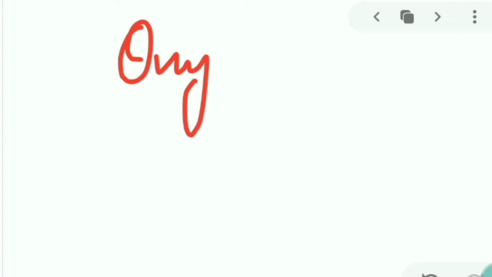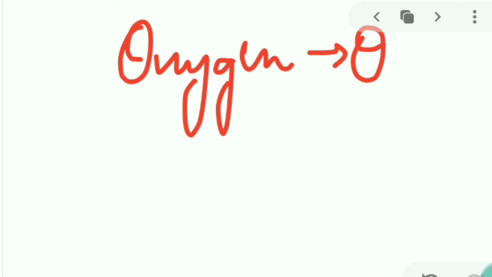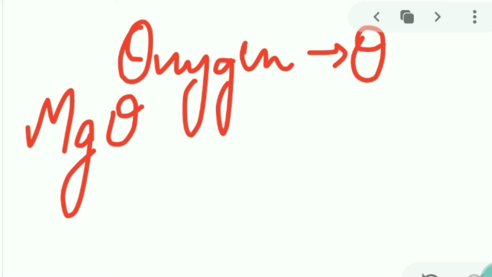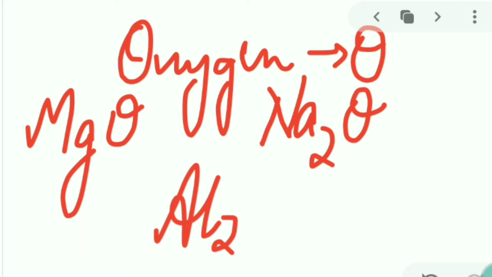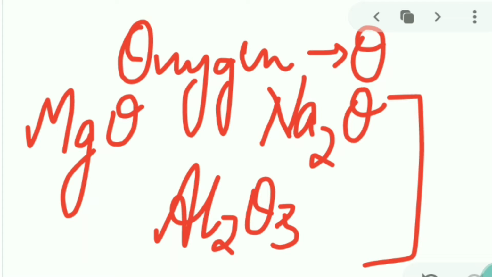Students, you all know the formula or the denotation of oxygen is O. If we talk about magnesium oxide, the formula turns out to be MgO. Sodium oxide is Na2O, and aluminium oxide is Al2O3. So these are the formulas of different elements when combined with oxygen, and they all are different. You might be confused how these formulas are made and why they show different combinations.